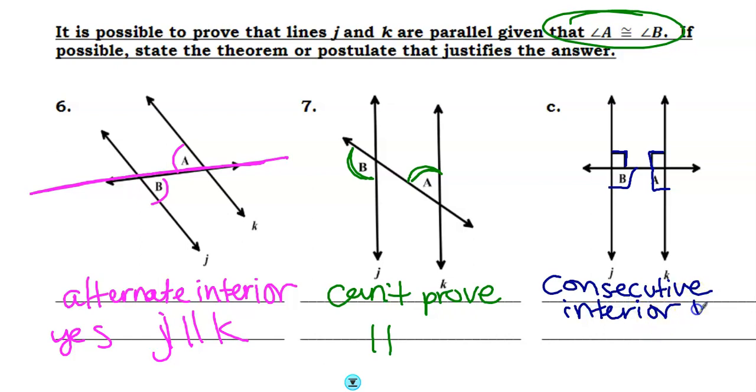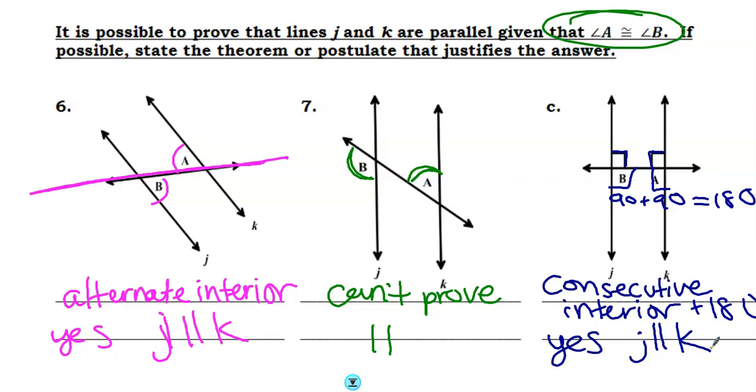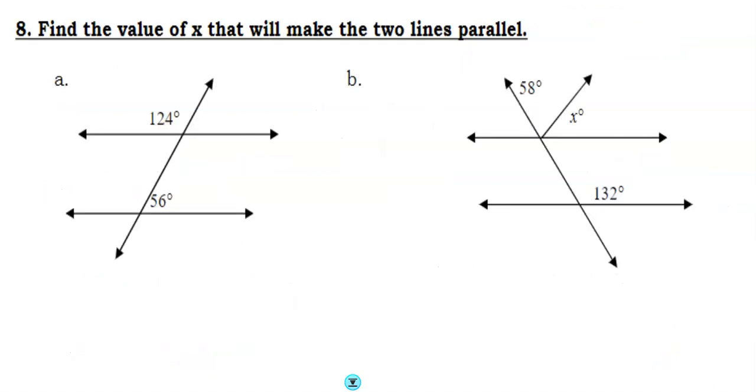So they must add up to 180, and because they're both 90 degrees, they both do add up to 180, so yes, J is parallel to K. All right, so let's get into actual numbers. Find the value of x that will make the two lines parallel.